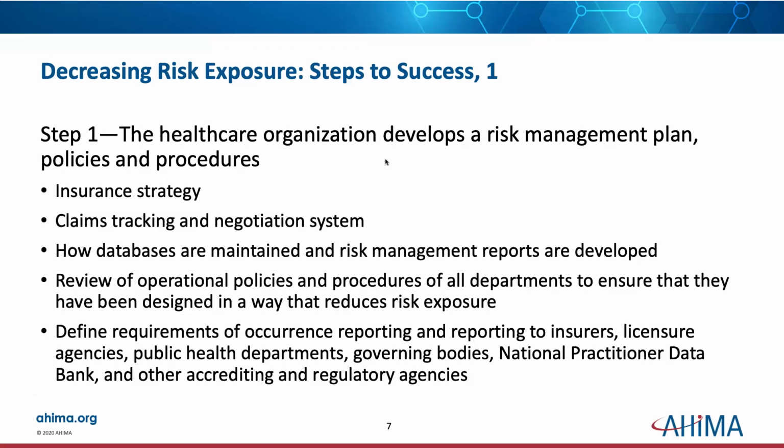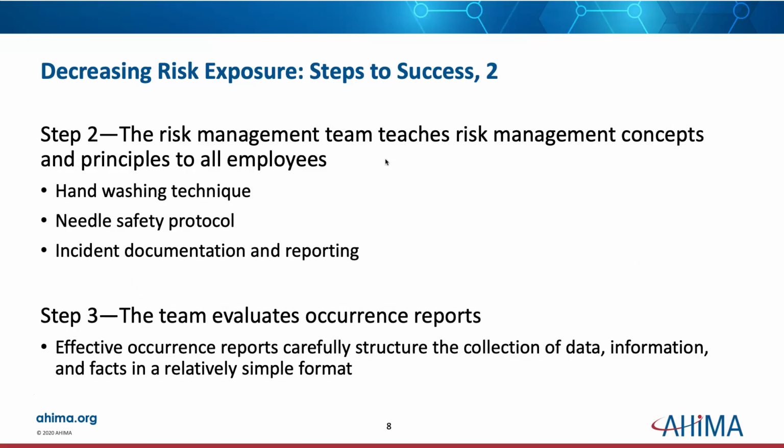You need to define requirements of occurrence reporting to insurers, licensure agencies, public health departments, governing bodies, the National Practitioner Data Bank, and other accrediting and regulatory agencies. So risk is involved with every department in the hospital, every single one, in some way, shape, or form. Because they've got to make sure that the policies and procedures are there, but also what gets reported within and outside of the organization, they need to double check.